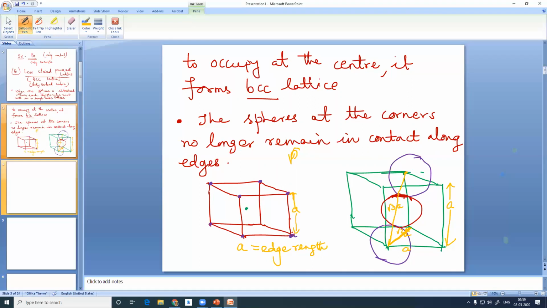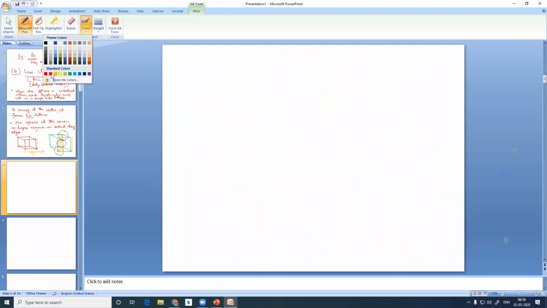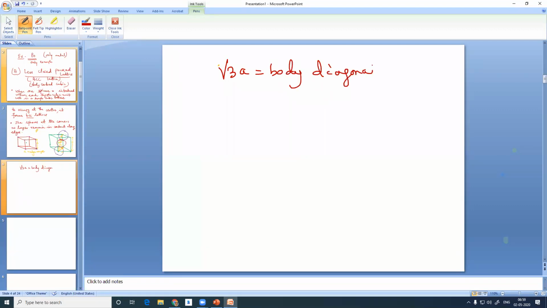So the body diagonal from one corner to the opposite corner, which is root 3A, contains 1R, 1R, 1R, 1R. This is a total of 2R, the entire diameter, and this is 1R, this is 1R. So we come to this: root 3A, the body diagonal, is equal to 4R. So obviously A is equal to 4R by root 3.